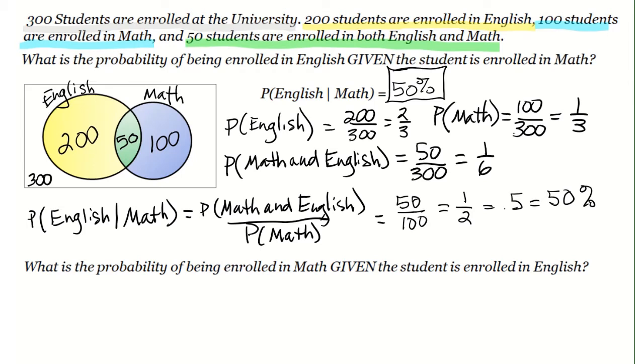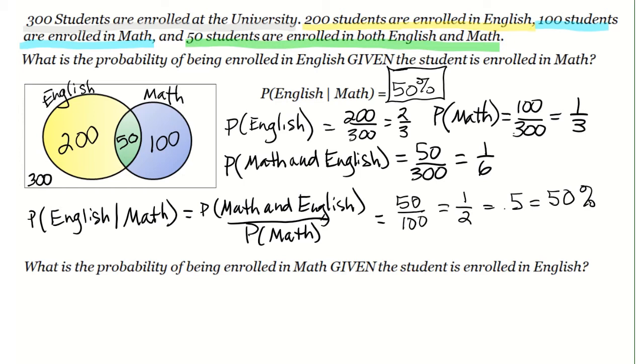So now that we have identified that if a student is enrolled in math, then there is a 50% probability that they will be enrolled in English. Or another way of saying that is the probability of being enrolled in English, given the student is enrolled in math, is a 50% probability. So now let's reverse those conditions and find out what is the probability of being enrolled in math given the student is enrolled in English. And we'll use our Venn diagram to help set that problem up.